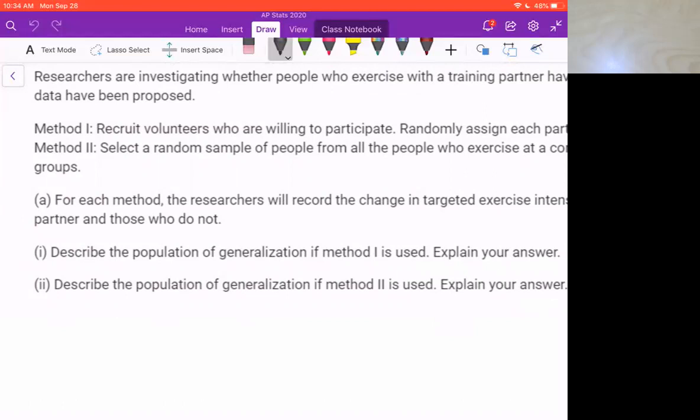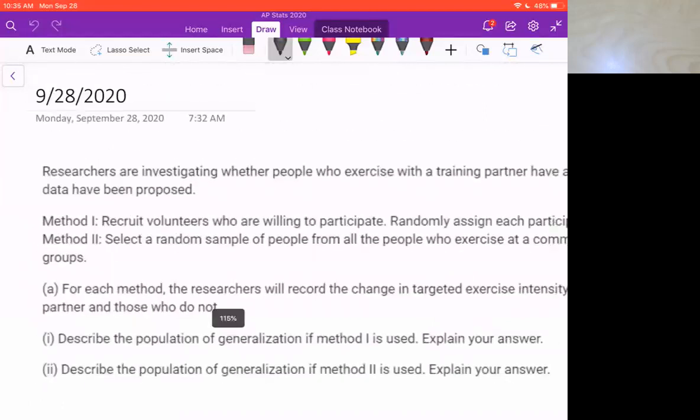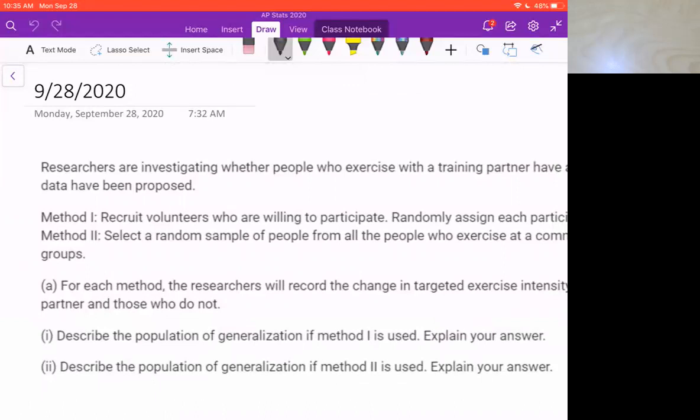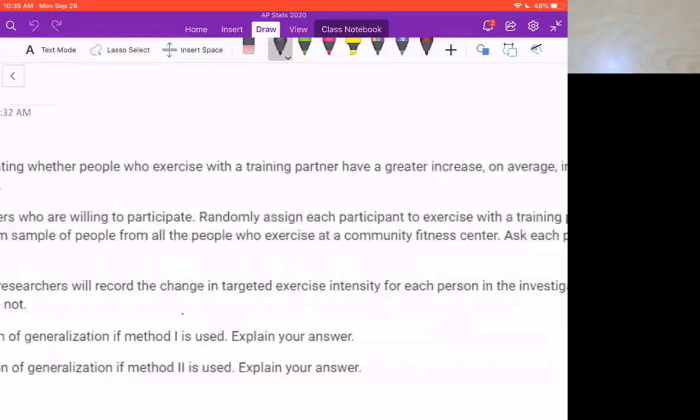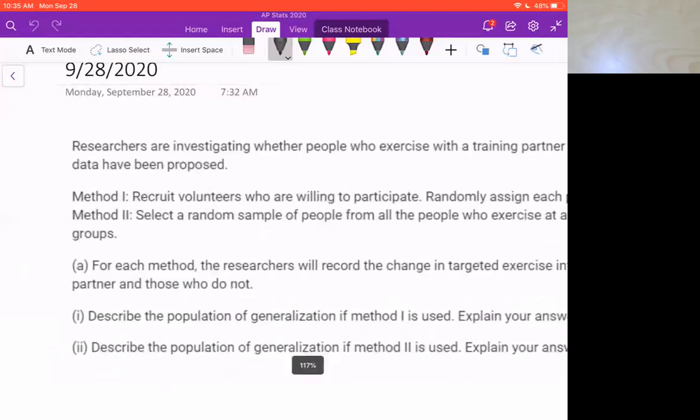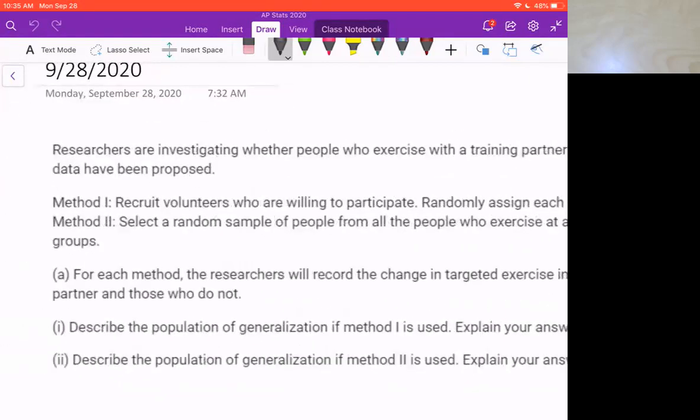if method one is used. So method one, they recruit volunteers who are willing to participate, and then they randomly assign each participant to either exercise with a partner or to exercise alone. But our focus on this first question is, who is the population? Okay? And the population has to do with where are these people coming from? Okay? They are volunteers. So where are these volunteers being selected from?